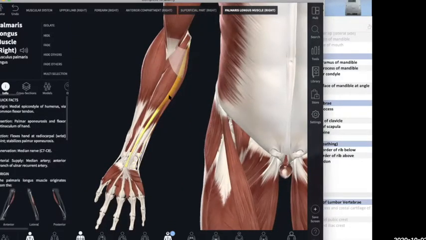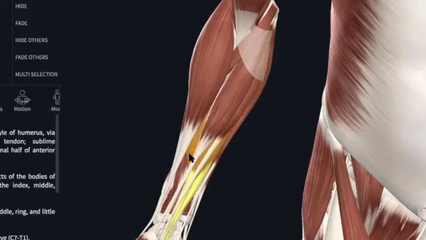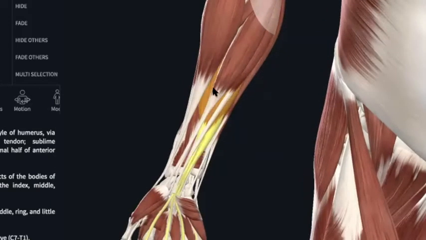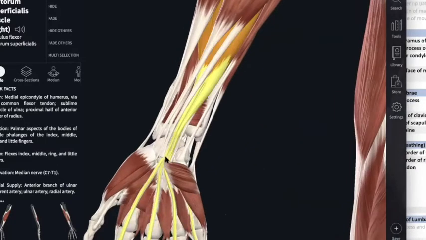You also have this one in the middle between those two, your palmaris longus, going down to the palm area. And then deep to these two, this big flat muscle here is extending out to the digits. That's your flexor digitorum superficialis muscle, and you know that by the tendons which are going out to the fingers right there.